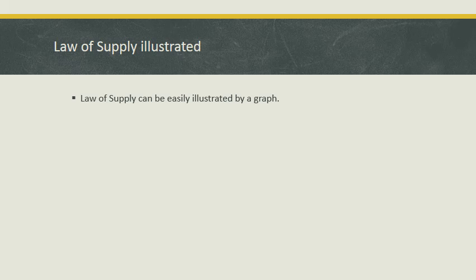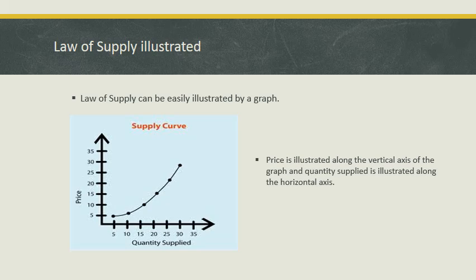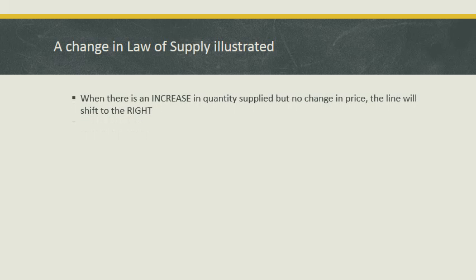The law of supply can easily be illustrated in a graph form. The price is illustrated along the vertical axis of the graph, and quantity supplied is illustrated along the horizontal axis. As the price increases, the quantity supplied also increases. When there is an increase in quantity supplied, but no change in price, the line will shift to the right.